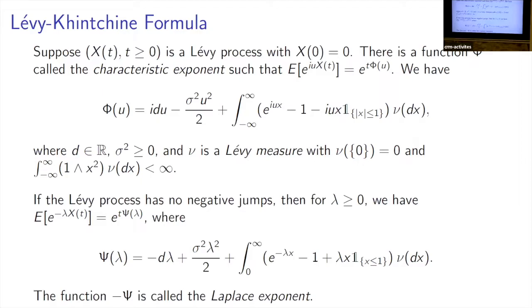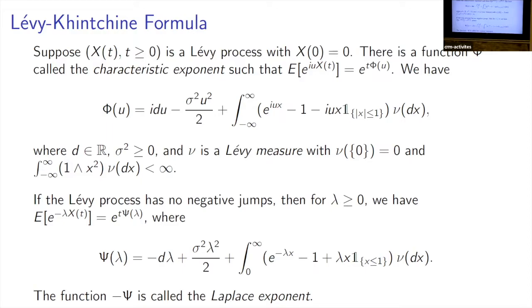So suppose X is a Lévy process, and without losing much generality, we can assume that it starts at 0. And then there's a function phi called the characteristic exponent, such that the expected value of e to the iu X of t, so the characteristic function of X of t, is given by e to the t times phi of u. Phi has this expression here. So here d is a drift. Sigma squared is the variance of a Brownian component. And nu is a so-called Lévy measure, which governs the jump rates for the process.